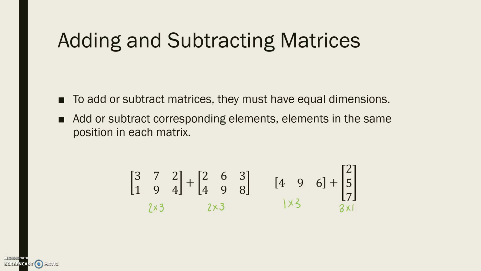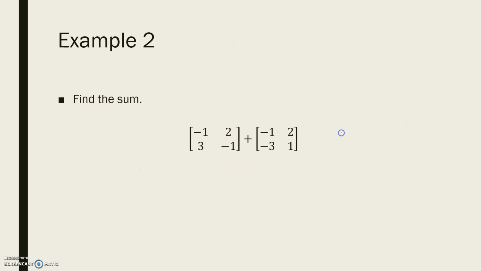To add or subtract corresponding elements, we add or subtract the elements that are in the same position. Like I would do 3 plus 2, and then 7 plus 6, 2 plus 3, etc. Let's put this into practice. Find the sum. So I'm going to combine -1 and -1, and I get negative 2.